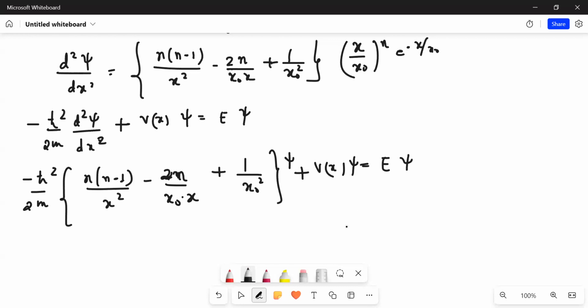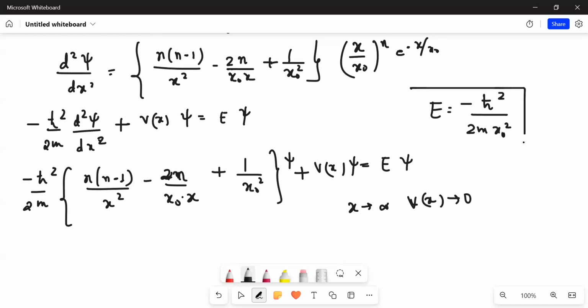Now, we already know that as x tends to infinity, your V(x) goes to 0. Which implies, as x tends to infinity, this would go to 0, this would go to 0. So your total energy E is equal to minus ħ squared/(2m x0 squared).